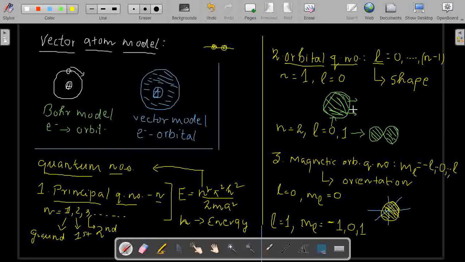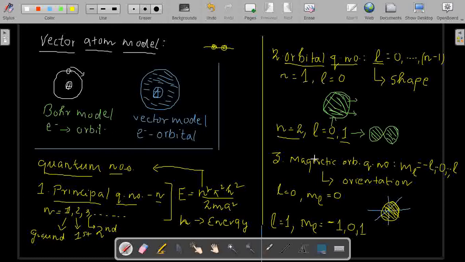If n is equal to 2, L can take the value 0 up to n minus 1, which means 2 minus 1, which is 1. Now for 0 it's a spherical shape, but for 1, which signifies that the electron is in a higher excited state, the shape would be in this way. So this is basically a dumbbell shape. So the electron can be anywhere within this region. So it's simple. If the electron gets to the excited state, the shape changes from sphere to a dumbbell.